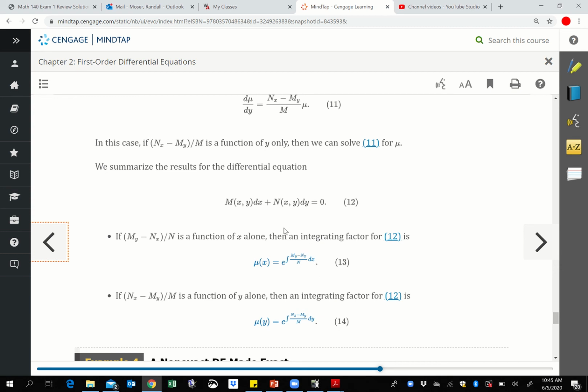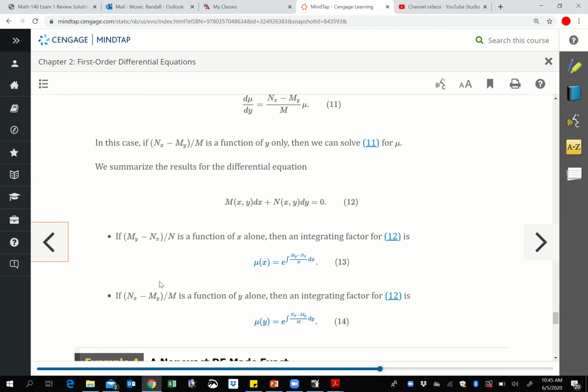So if you start out with a non-exact differential equation of this form, compute this quantity. Compute My minus Nx divided by N. If that expression ends up depending upon only the x variable, then we can use this as an integrating factor. We would multiply both sides by whatever this expression is, and that would turn our differential equation into an exact differential equation.